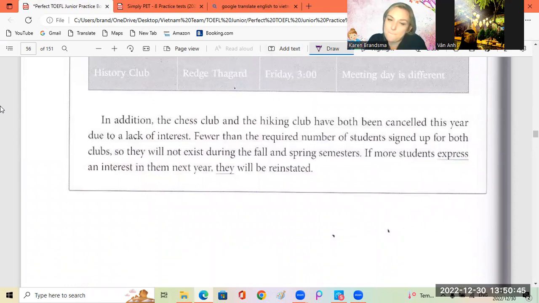In addition, the chess club and the hiking club have been canceled this year due to a lack of interest. Fewer than the required number of students signed up for both clubs, so they will not exist during the fall and spring semesters. If more students express an interest in them next year, they will be reinstated.